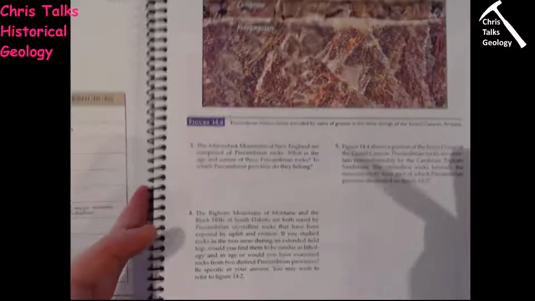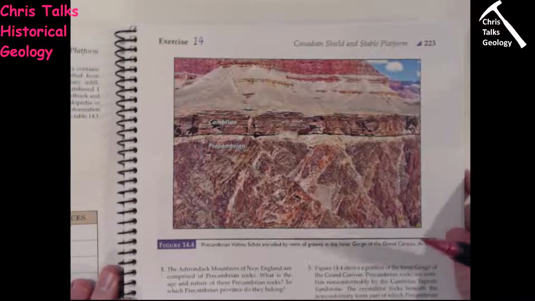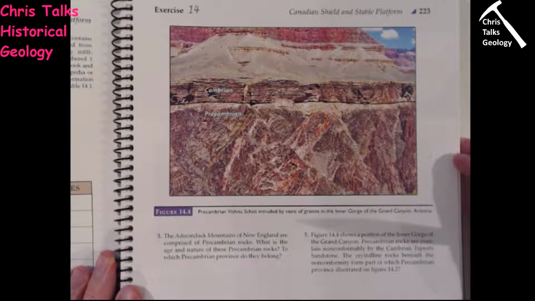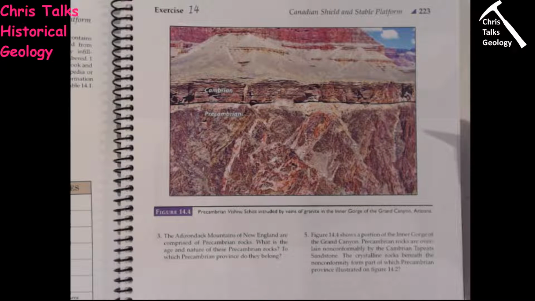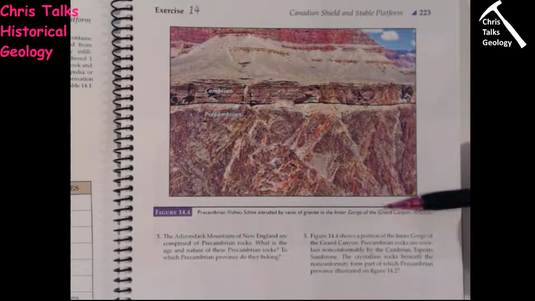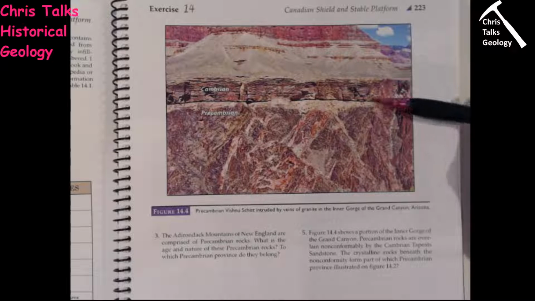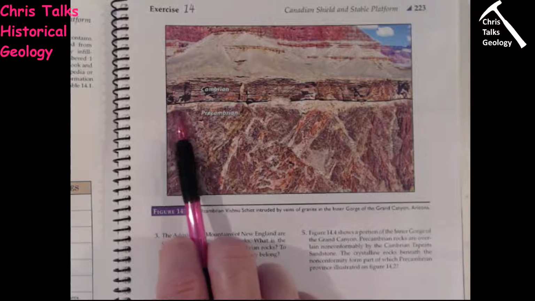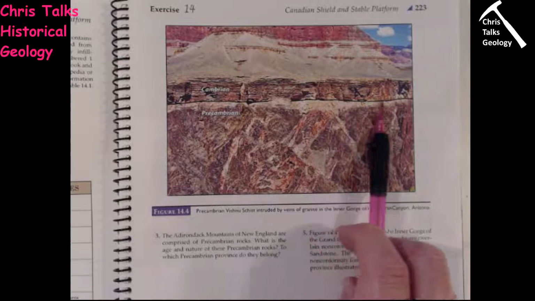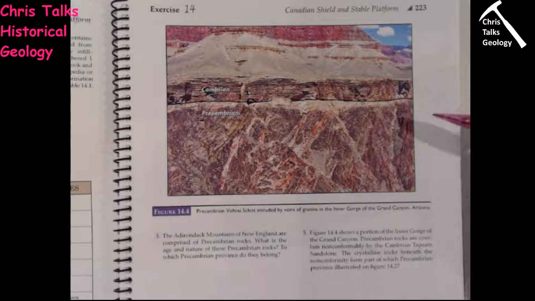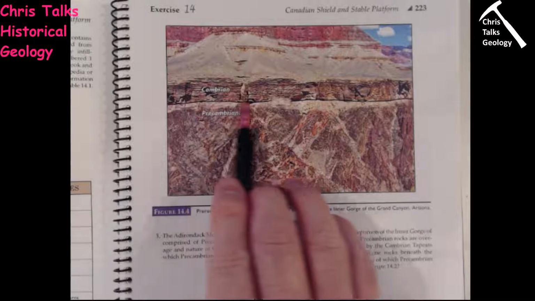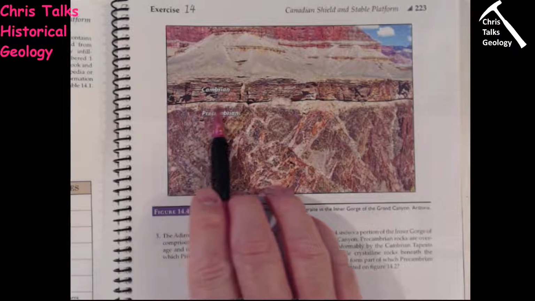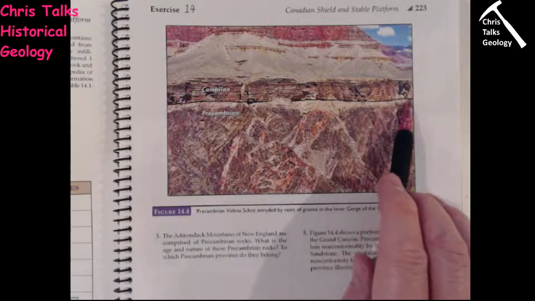Finally, we have figure 14.4, which is this picture right here. It shows a portion of the inner gorge of the Grand Canyon. So here we have Precambrian rocks at the bottom, and they're overlain by Cambrian rocks here. And you can see the contact coming through there, like so. All right. So the Precambrian rocks are overlain unconformably by the Cambrian Tapeats sandstone. So this is the Tapeats sandstone here, and this contact I just pointed out to you is going to be an unconformity.